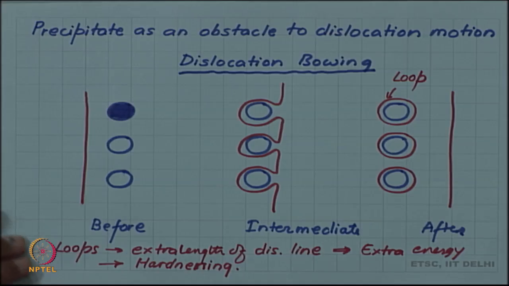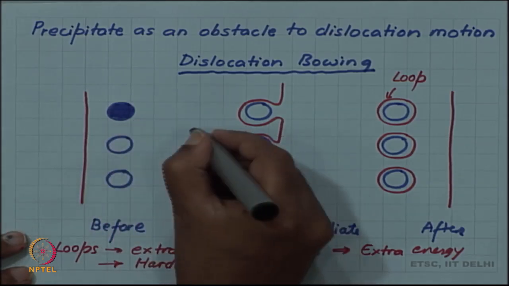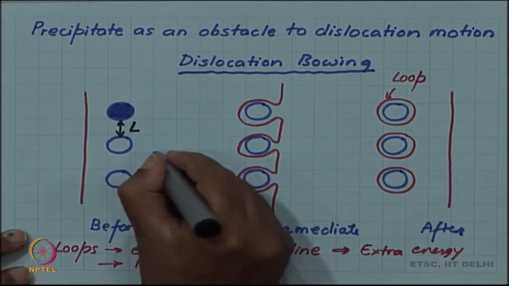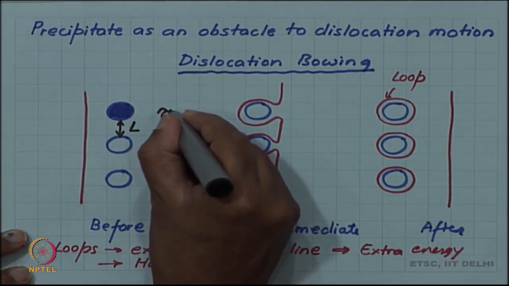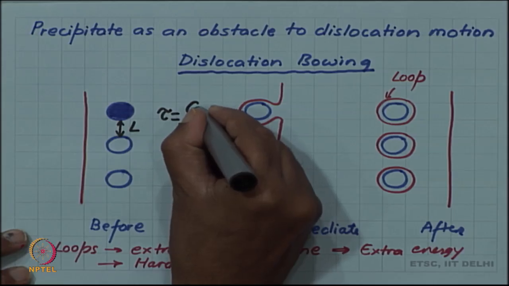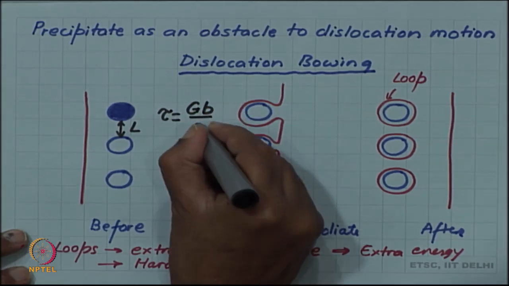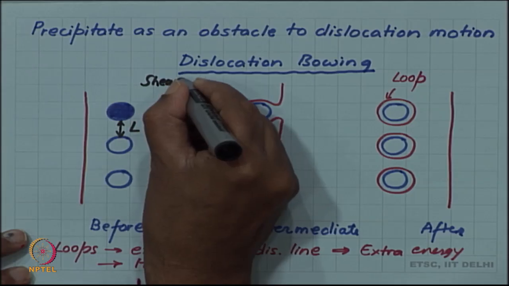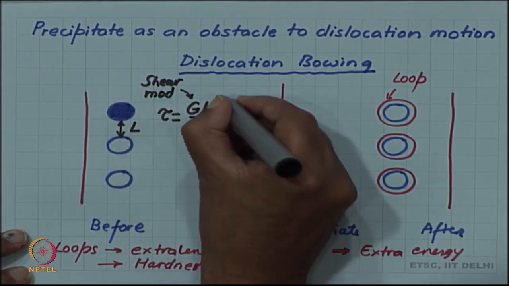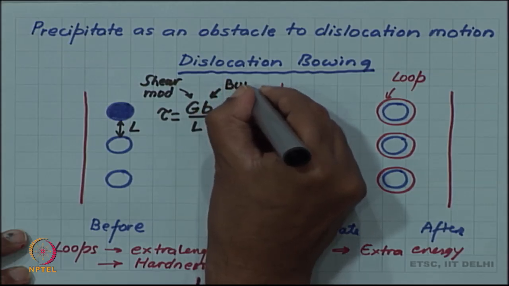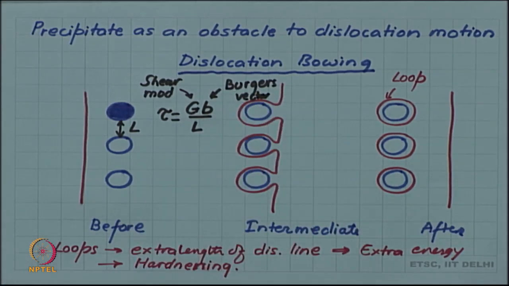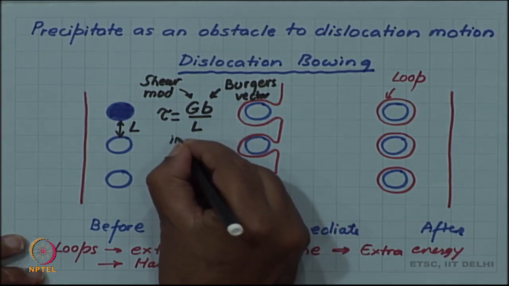Here we can also relate, if the interparticle spacing is L, then we have a similar formula to what we had in the Frank-Read source, that the shear stress required to move the dislocation through the precipitate particles is G b by L, where G is the shear modulus, b is the Burgers vector, and L is the interparticle spacing.